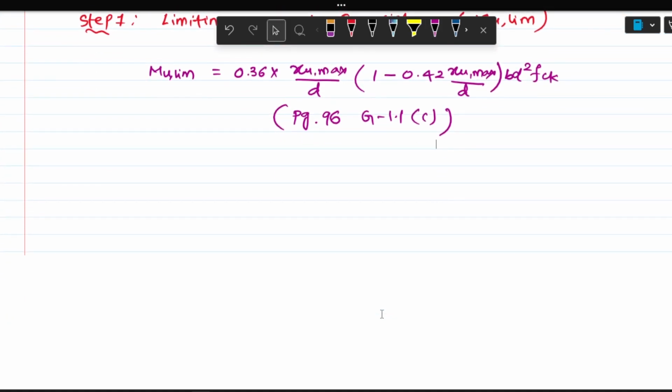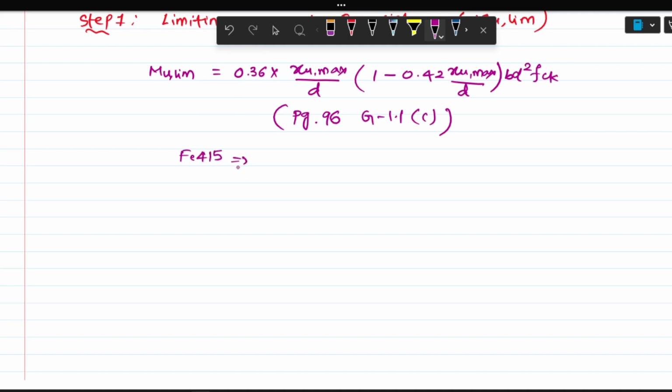Here it is given in the question, Fe415 grade steel bars. For Fe415, XU max by D is 0.48, and for Fe500 it is 0.46, and for Fe250, that is mild steel, it is 0.53. These are all the values.